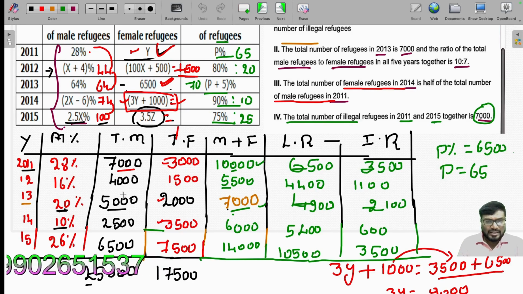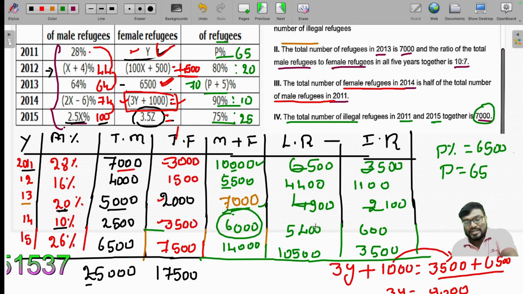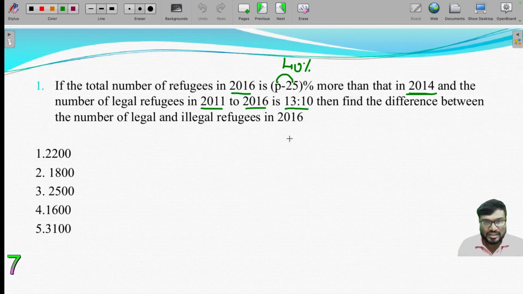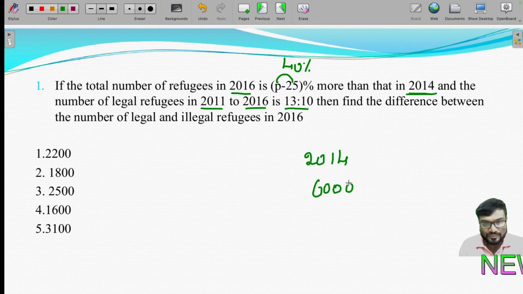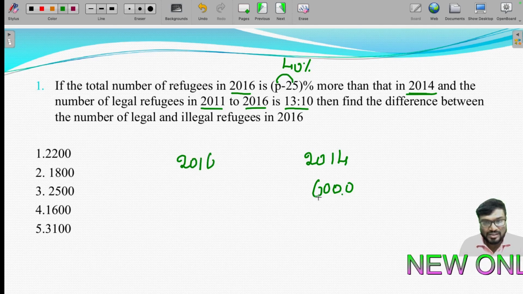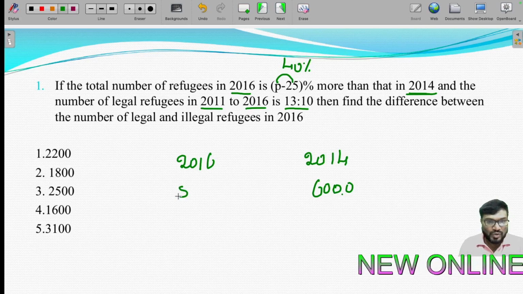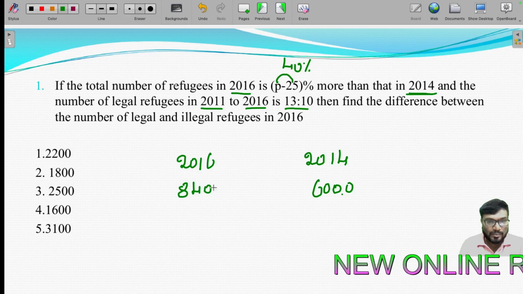That's the data we have. Very simple. In 2014 we have a total of 6,000 members, which means in 2016 it is 40 percentage more, which means 40 percentage of this number will be 2400. Total 8400 members are there.